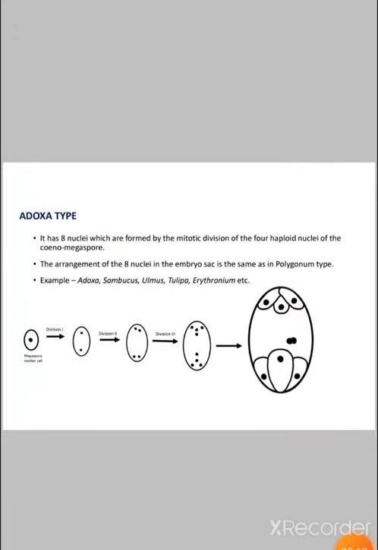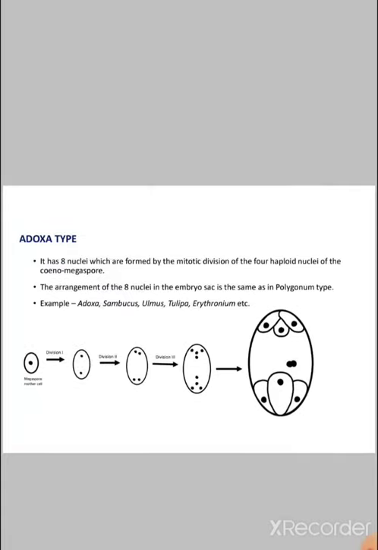The first one is the Adoxa type. It has 8 nuclei which are formed by the mitotic division of the 4 haploid nuclei of the coenomegaspore. The arrangement of the 8 nuclei in the embryo sac is the same as in the polygonum type. Examples are Adoxa, Sambucus, Allium, Tulipa, Erythronium.